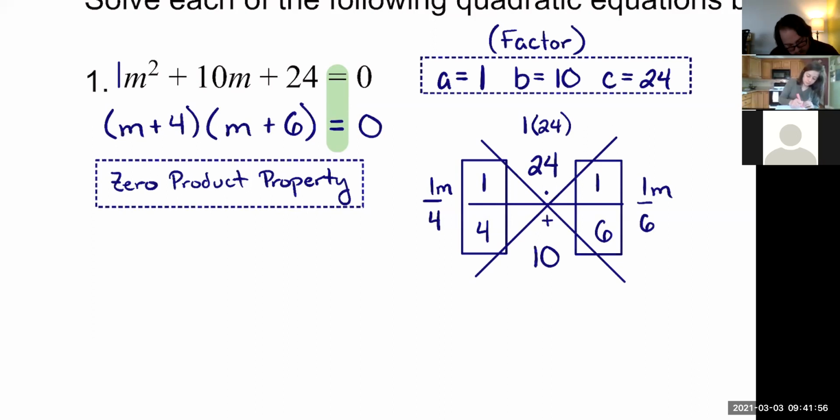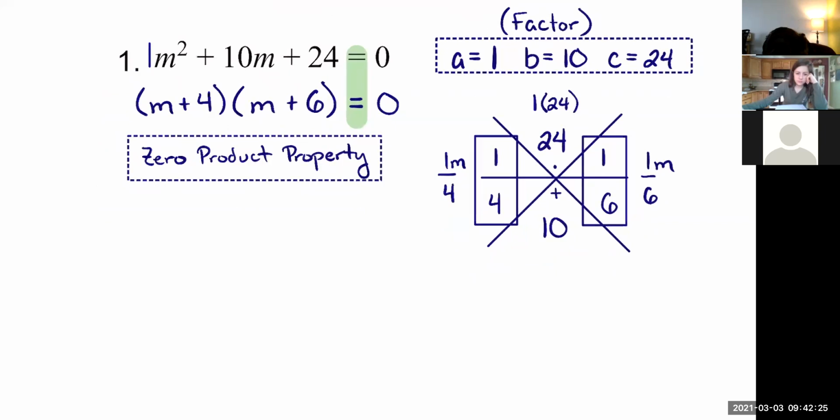According to the zero product property, if you have a product, in this case a binomial times a binomial, and that product is equal to 0, the zero product property says that either the m plus 4 would have to equal 0, or the m plus 6 would have to equal 0. So that's why step 3 says set each of those factors equal to 0 individually. So what we end up with here is that either m plus 4 has to equal 0, or the m plus 6 has to equal 0.